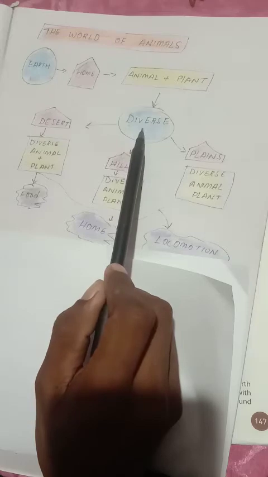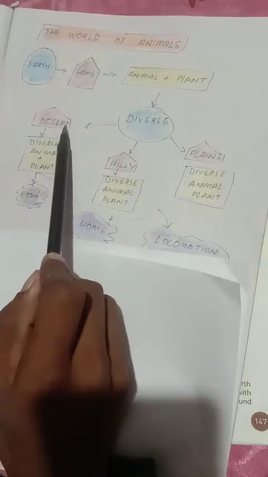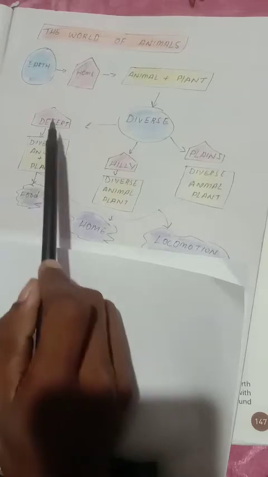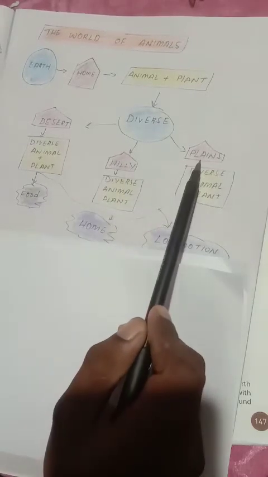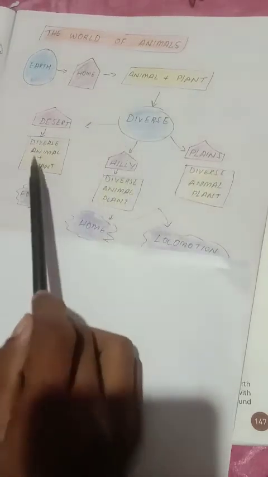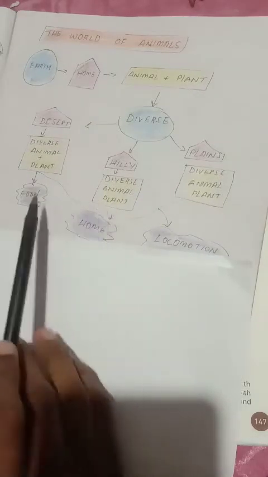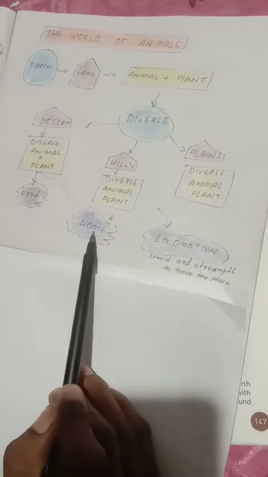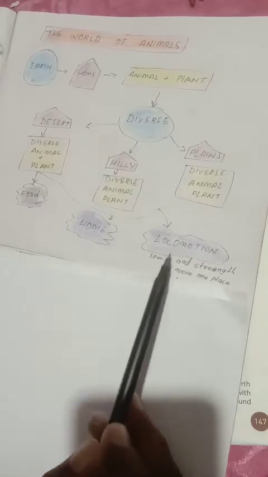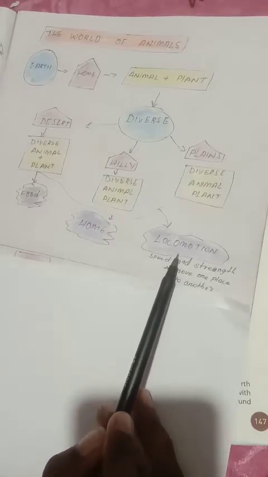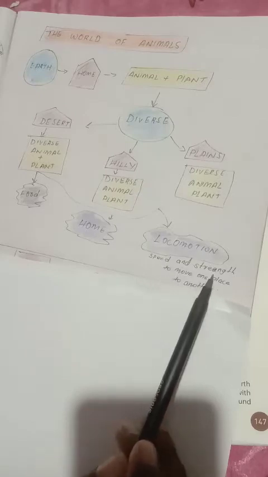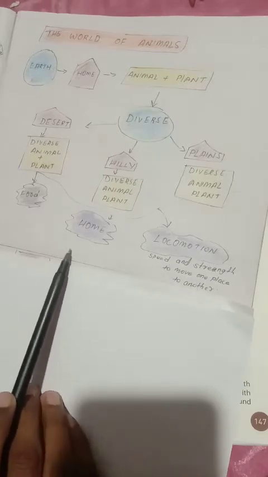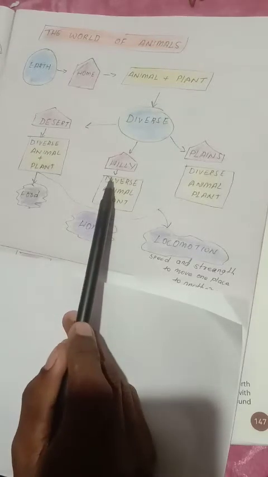We can see animals in desert areas, in hilly areas, and in plains. In different places they have different ways of consuming food, their homes, and locomotion. It means their speed and strength to move from one place to another. I hope you have understood this introduction.